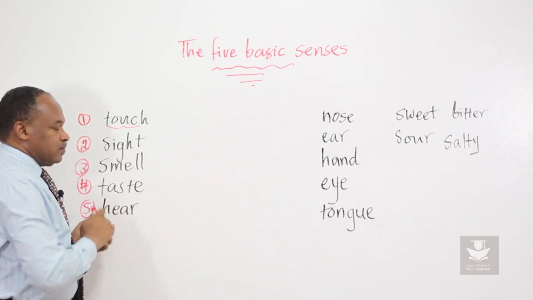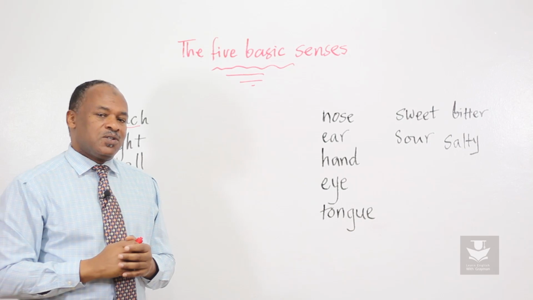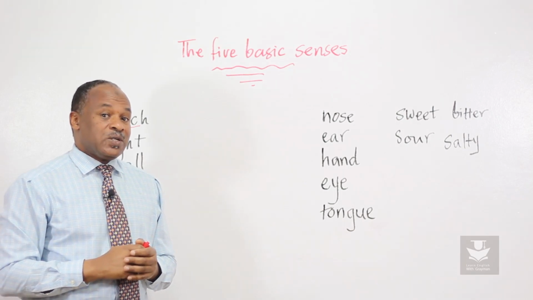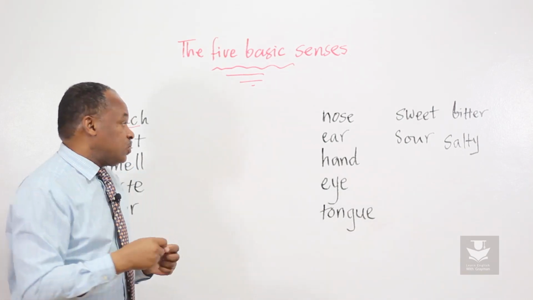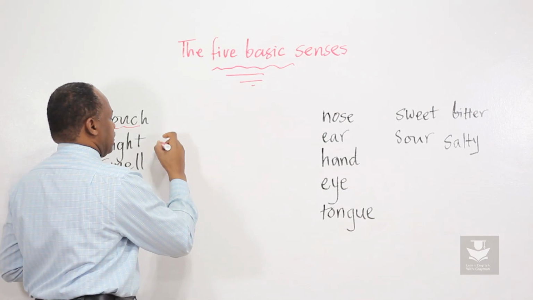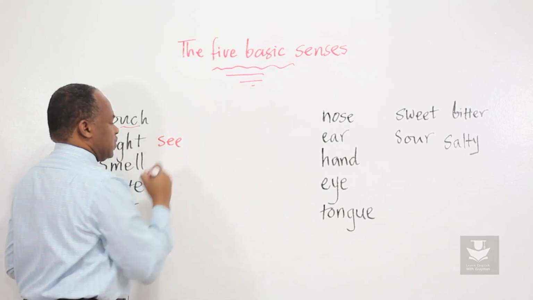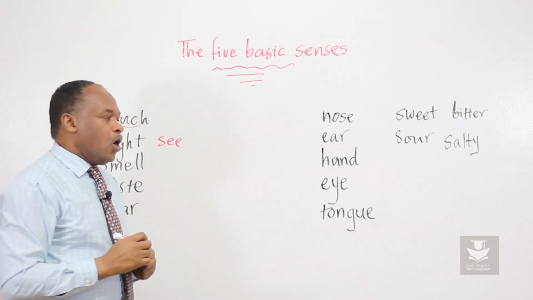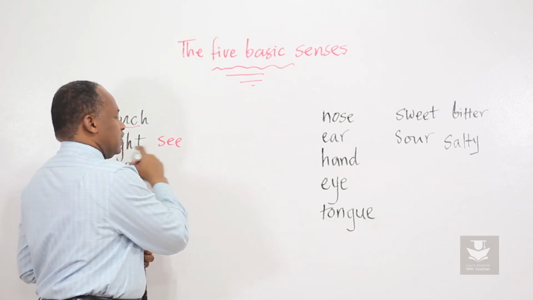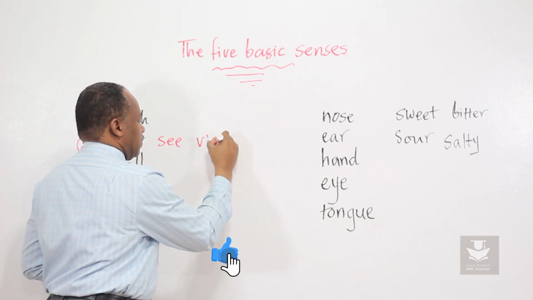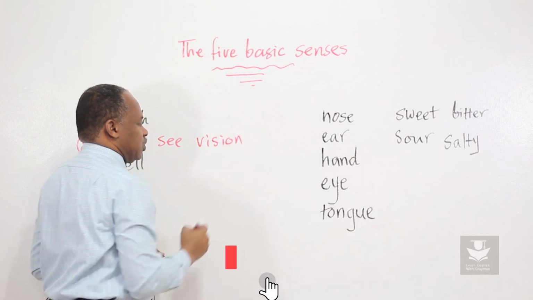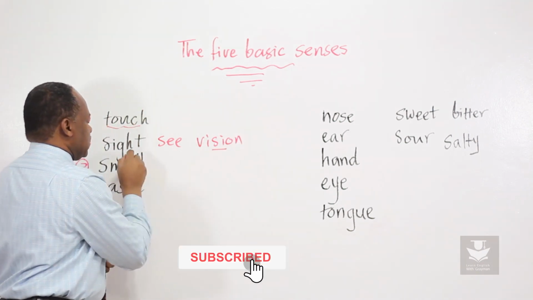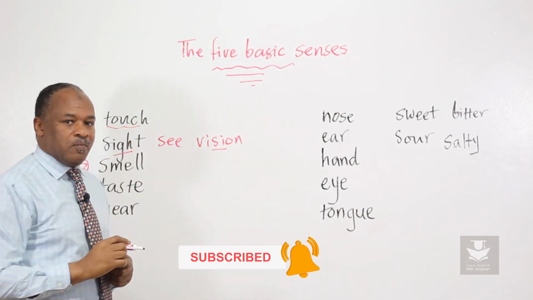The second one is sight. So what is sight? Sight is the ability to do what? To see. To see, okay? It has another name. It's called vision. Vision means sight, okay?